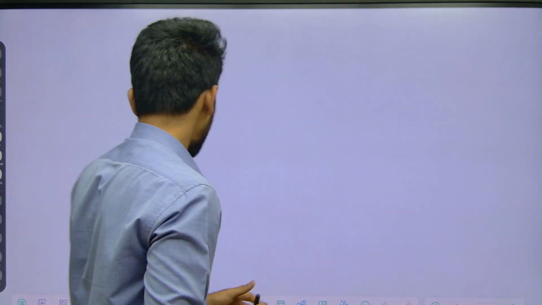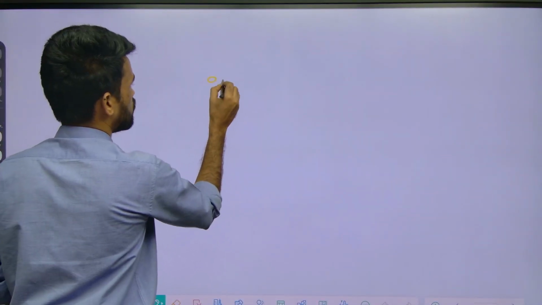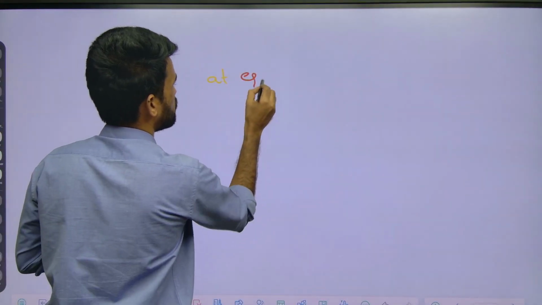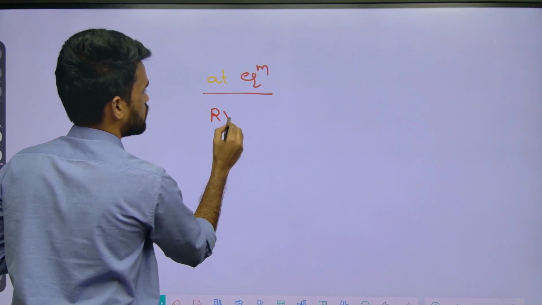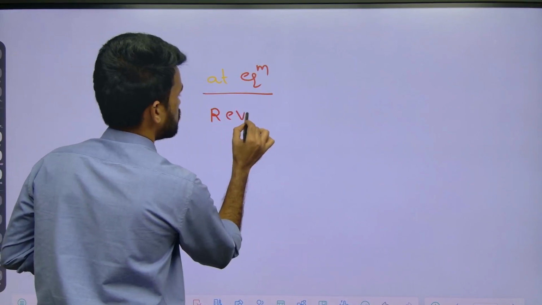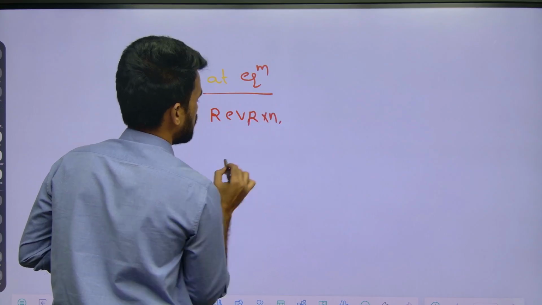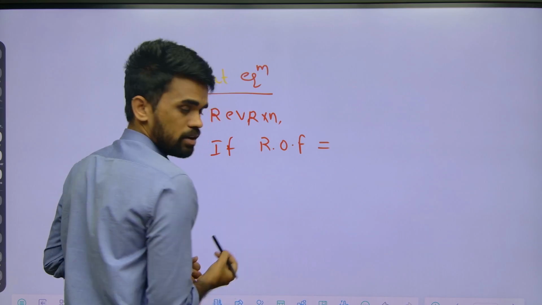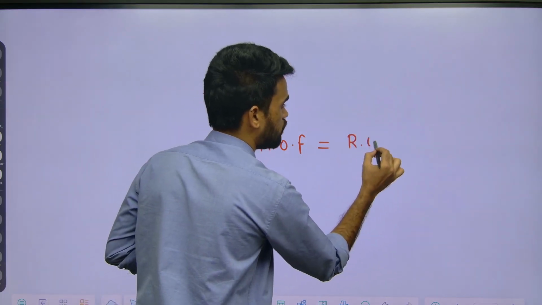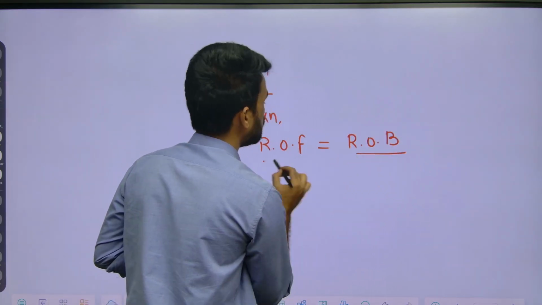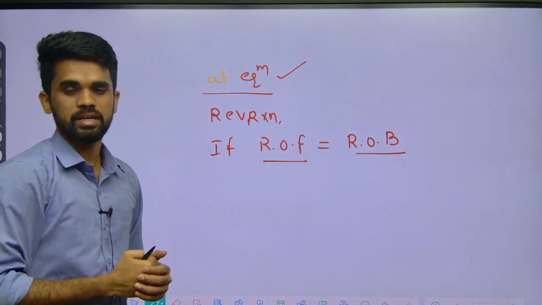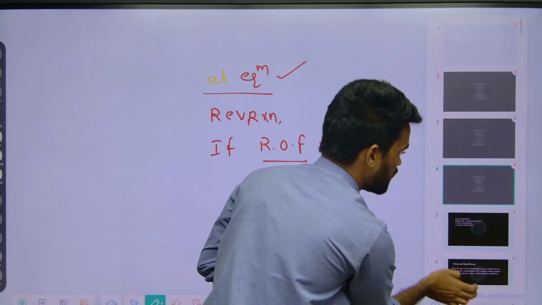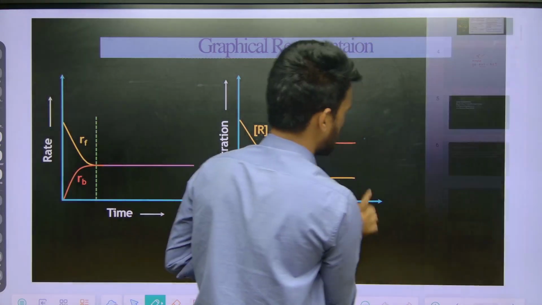Equilibrium won't exist in irreversible reactions. Is that clear? So at the equilibrium condition, what do we mean by equilibrium? In a reversible reaction, if the rate of forward reaction is equal to the rate of backward reaction, then we can say that the reaction is in an equilibrium state. Now let us see it in a graphical representation so that you will get some clarity.